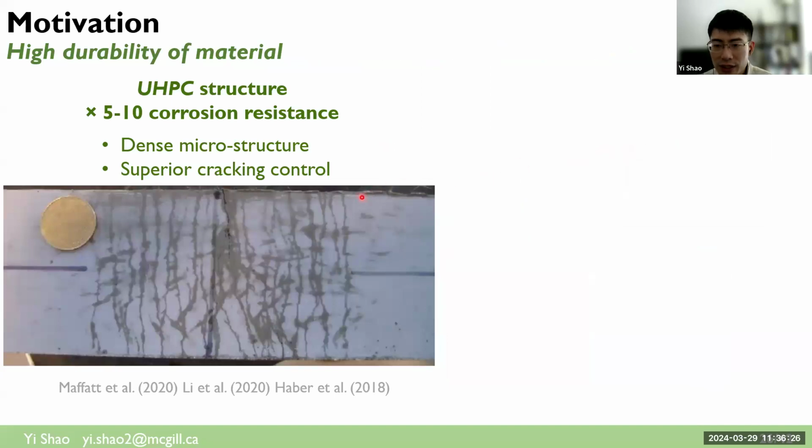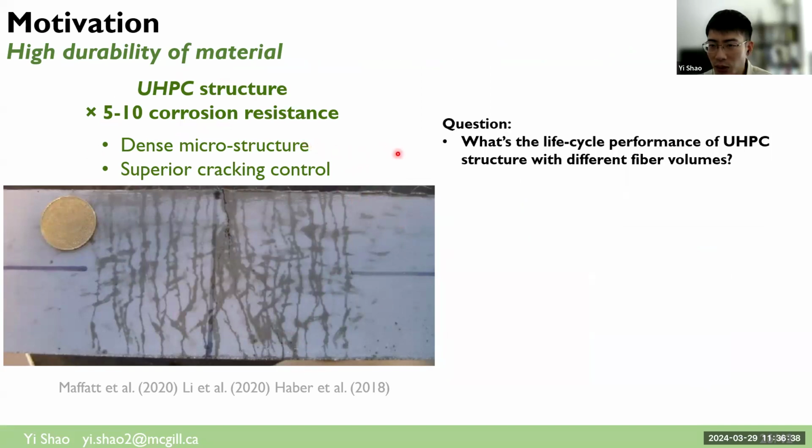And the third motivation is, as we mentioned, people have hypothesized that UHPC structure will show much higher corrosion resistance or life cycle than steel reinforced concrete structure, but no one has ever quantified or actually analyzed the lifespan of reinforced UHPC structure under corrosive environment. And also, we are wondering if reducing the fiber volume will reduce the cracking resistance, how it will affect the life cycle performance of UHPC structure.